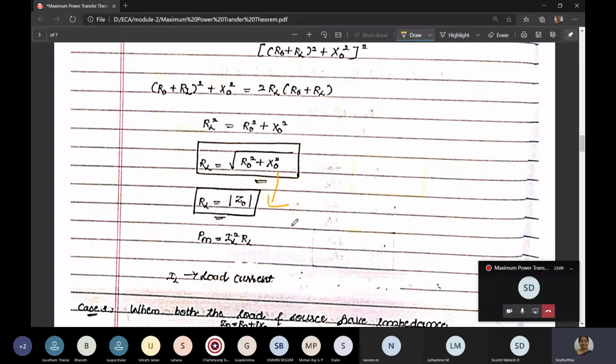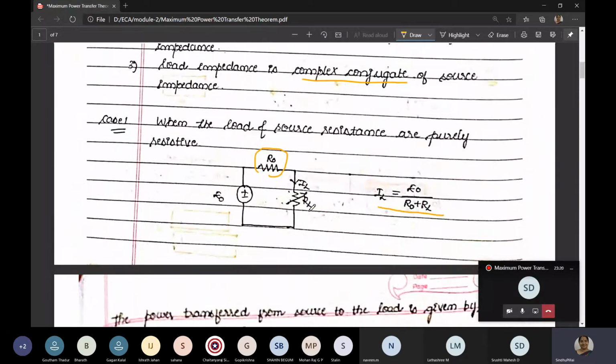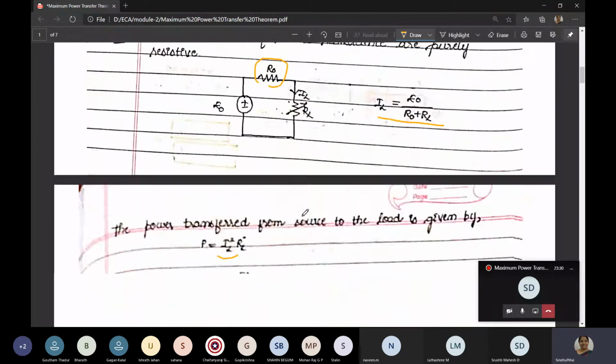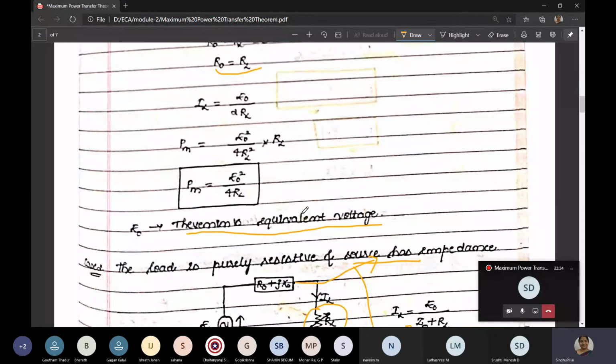We had written at the beginning that the maximum power will be transferred when we take the magnitude of the complex term. I'll show you once, so that you follow. When we wrote the statement, what did we write? The load resistance is equal to the magnitude of the source impedance. That is case 2. Getting it? That is proved in case 2. Next, we'll move on to case 3.